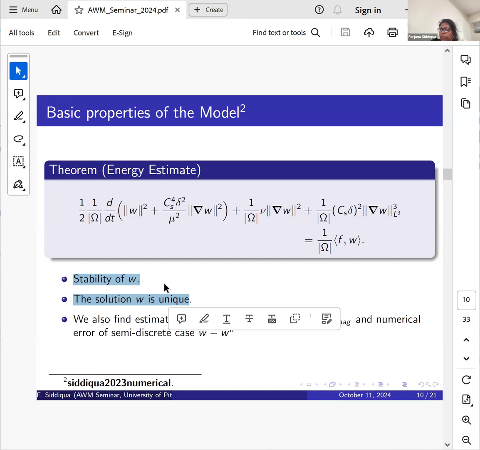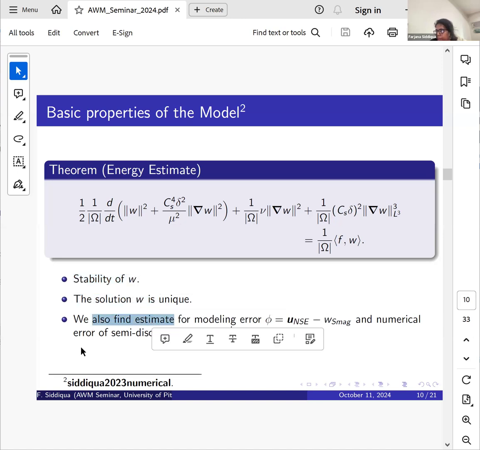If you want to see details of the proof, the stability, the uniqueness proof, and even the model error and the error of the semi-discrete case, meaning the error between the actual solution and the semi-discrete solution, all these error estimates you can find in the paper written by me and Dr. Shihui. We also check that the time-averaged model energy dissipation is bounded. We show the uniqueness, and the model error and semi-discrete error. I didn't want to bombard you with equations here.